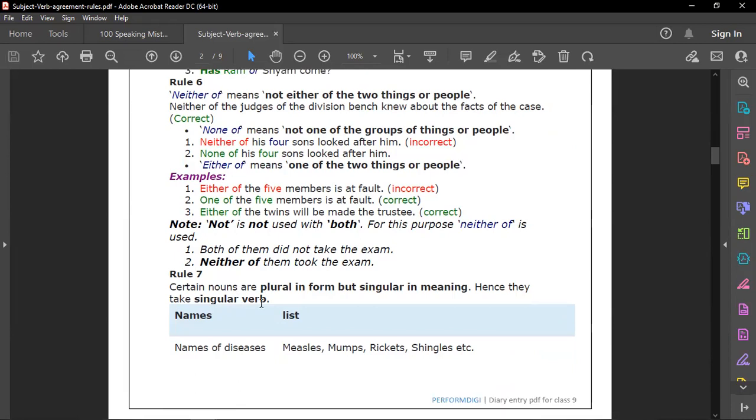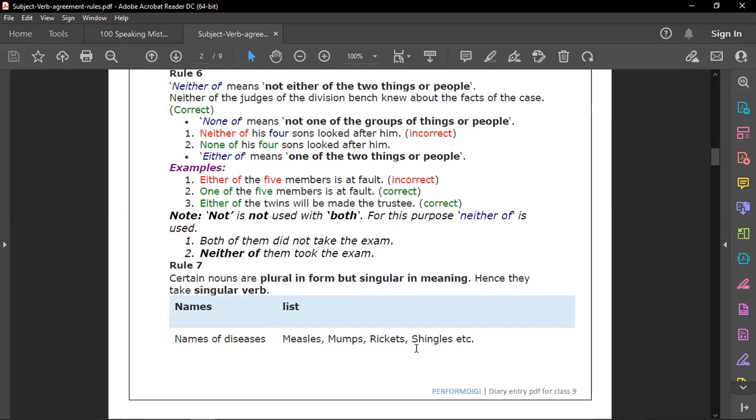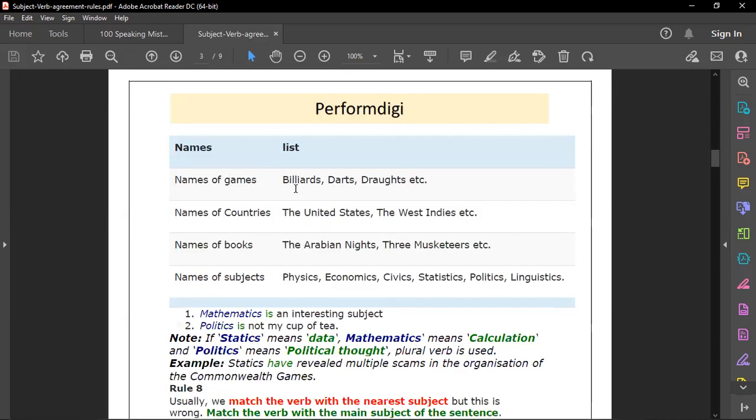Okay, certain nouns are in plural form but singular in meaning, hence they take a singular verb, like names of diseases: measles, mumps, rickets, shingles. Though disease names end with S, it will be singular. Then names of games like billiards, darts, and etc. Names of countries: United States, the West Indies. The names of books: The Arabian Nights, Three Musketeers, etc.